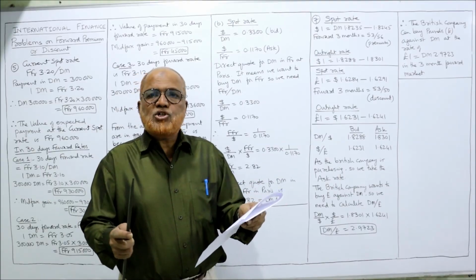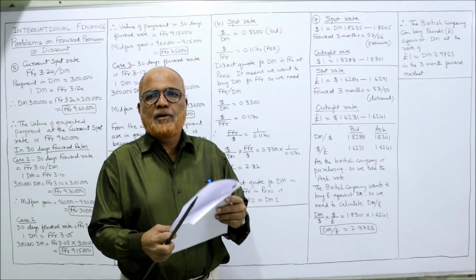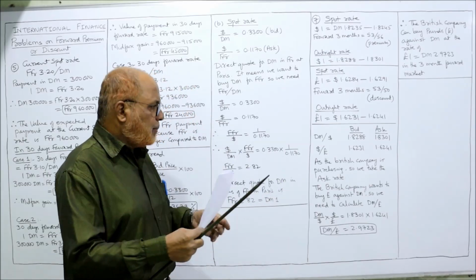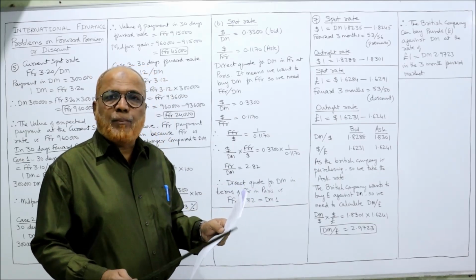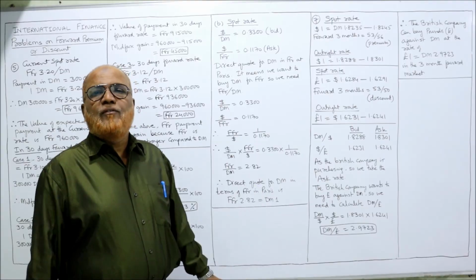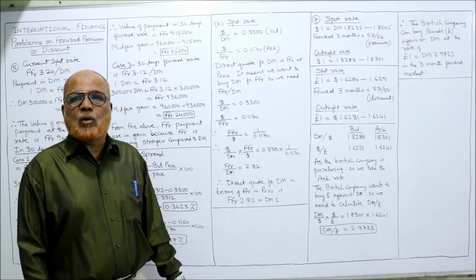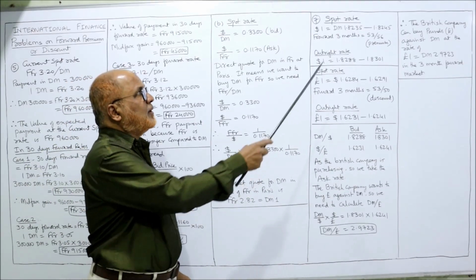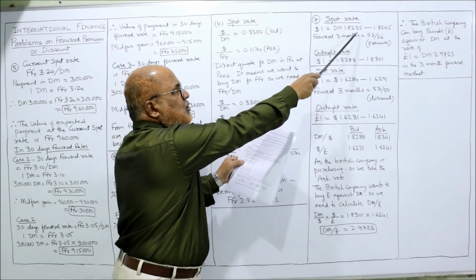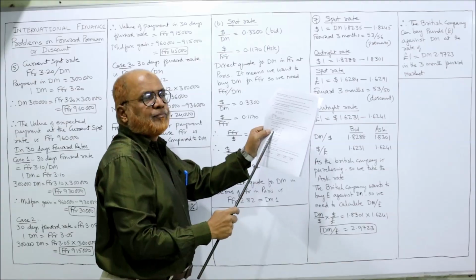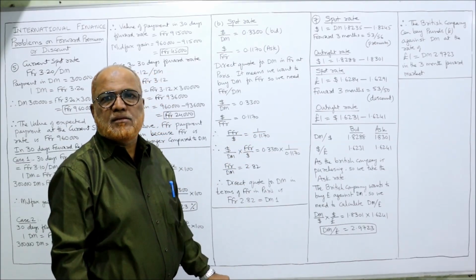That means the British company wants to buy pound against a DM. That means we need pound by DM. We need DM per pound. How much is the DM per pound? That's what we require. First of all, we have to convert the forward points into forward outright rates. How to convert? Spot rate is $1 is equal to DM 1.8235, 1.8245, and forward 3 months points are 53 by 56.